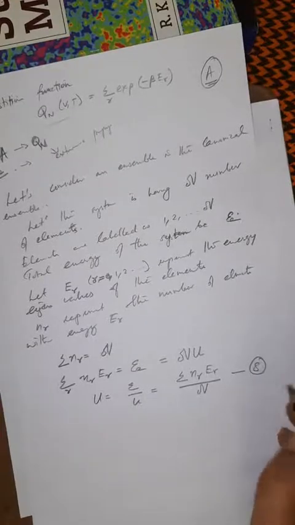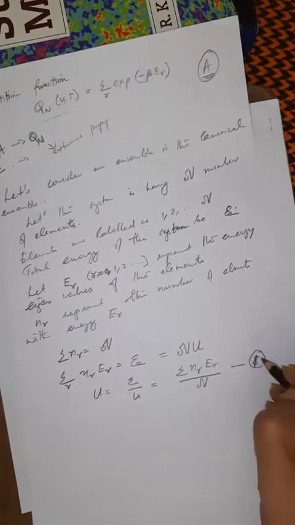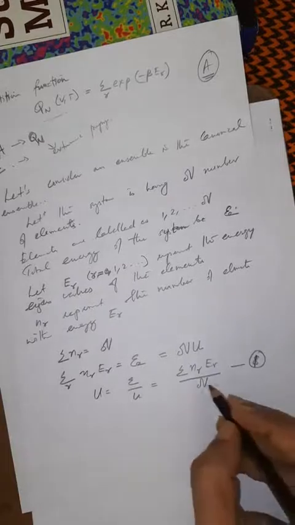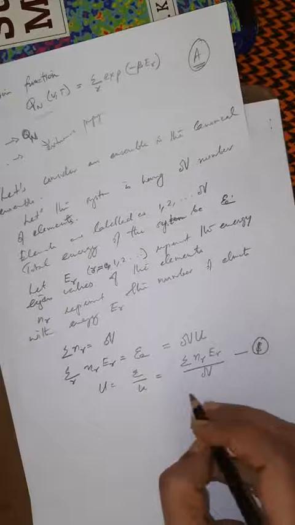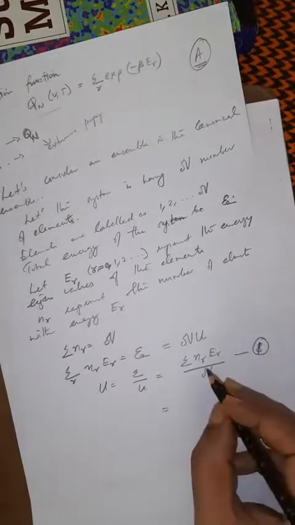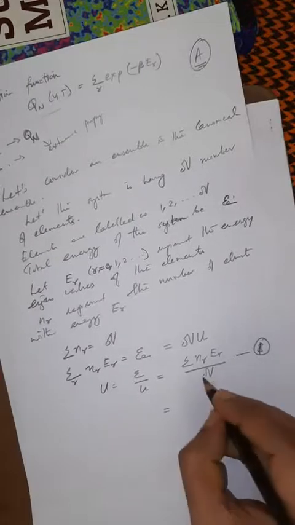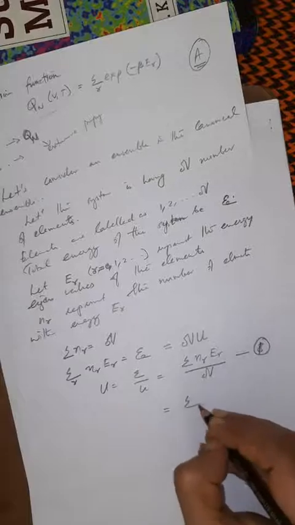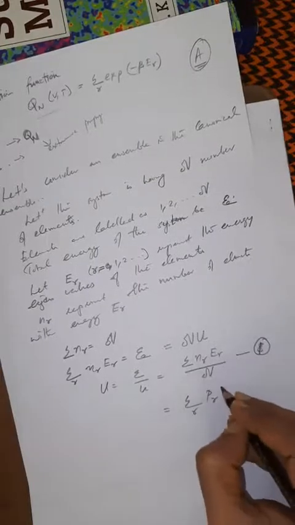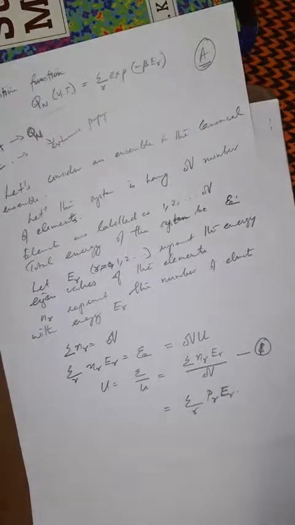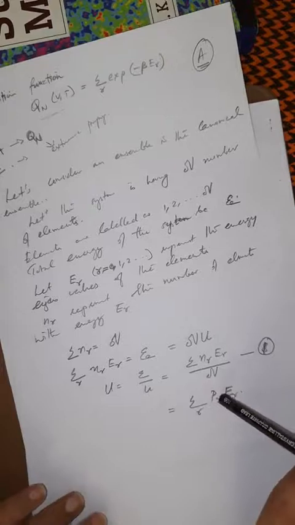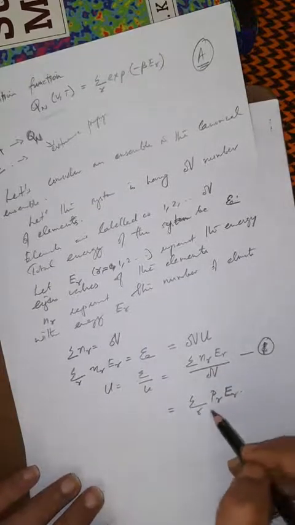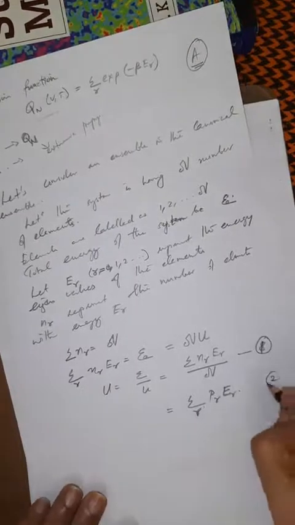So U is equal to script E by script N, which means it is sum over n_r E_r divided by script N. Sum over n_r divided by script N is equal to 1, which I can write as sum over n_r by script N, right? So sum over n_r E_r by script N, which I can always write as sum over r of P_r E_r. P_r is the probability of having energy E_r for a particular microstate. So U can also be defined as sum over r of P_r E_r.